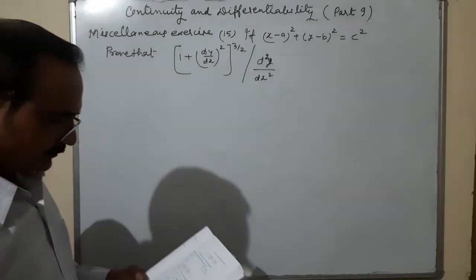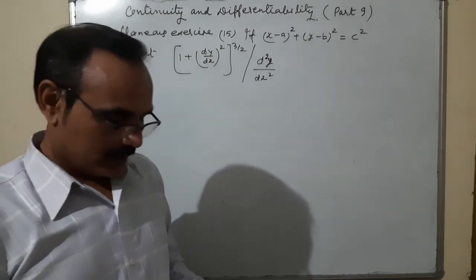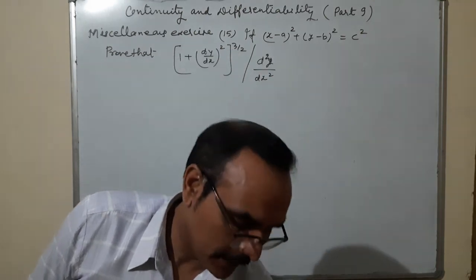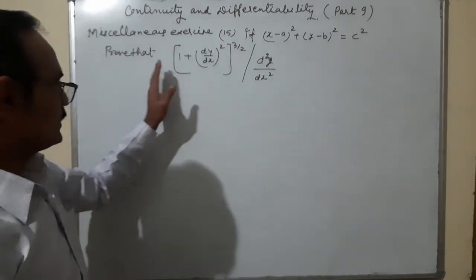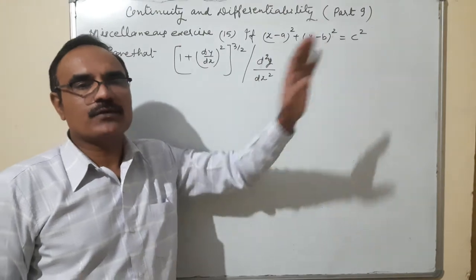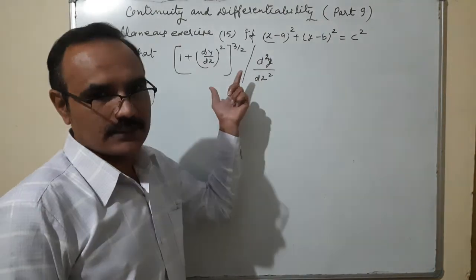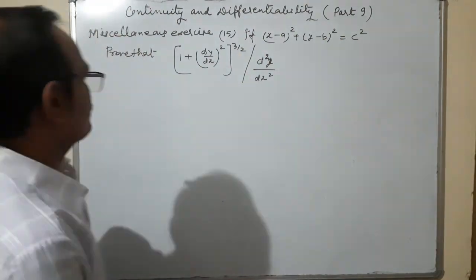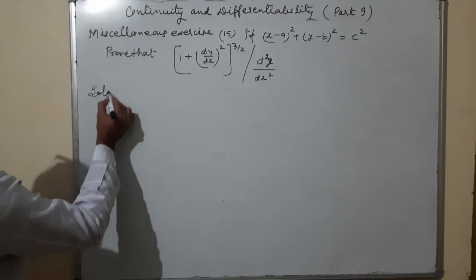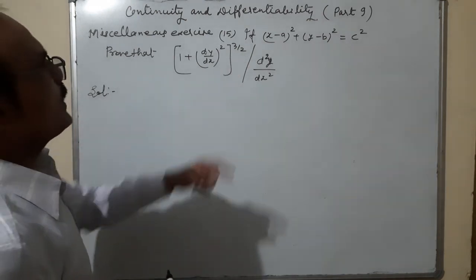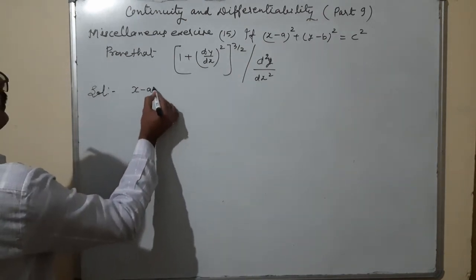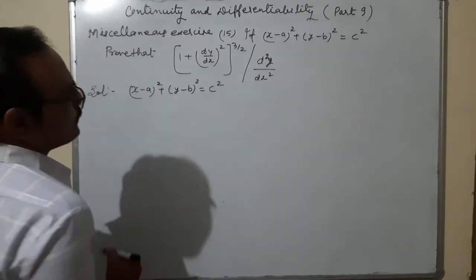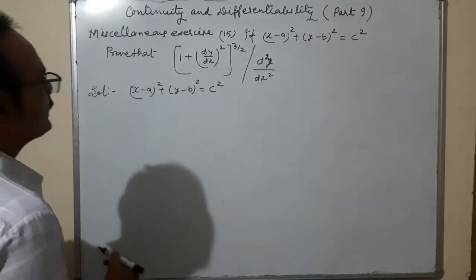is a constant independent of a and b. Okay. So prove that this is equal to whatever constant we get, which is independent of a and b. That means it's a result. We are not getting any terms in the form of a and b. Okay. (x minus a) whole square plus (y minus b) whole square is equal to c square. Okay. Differentiate with respect to x.